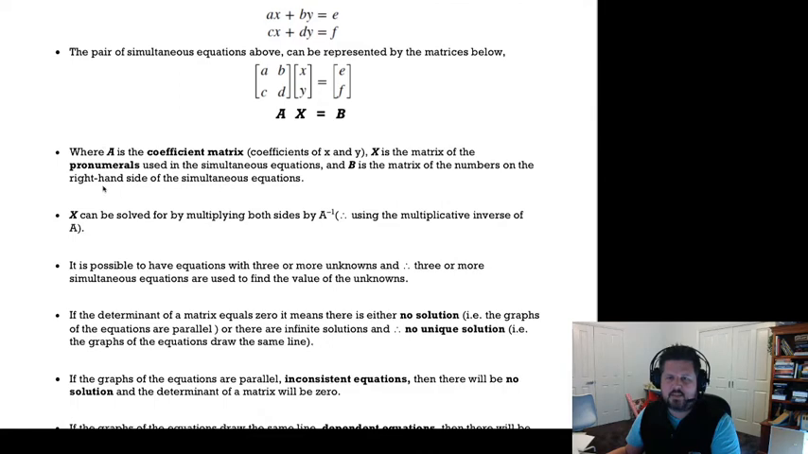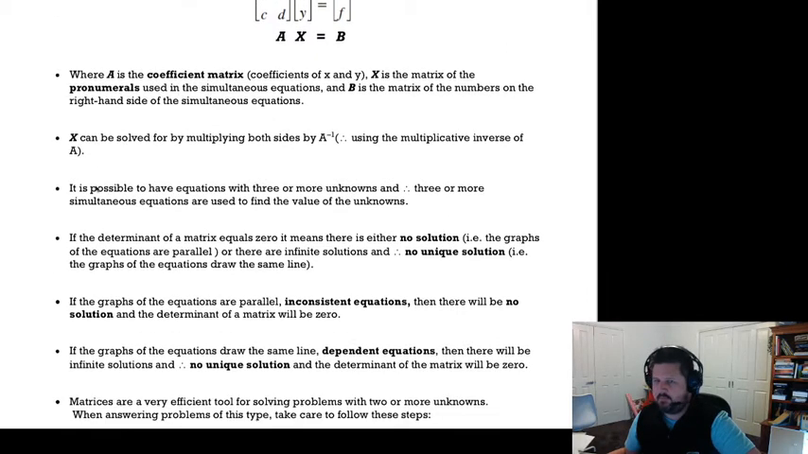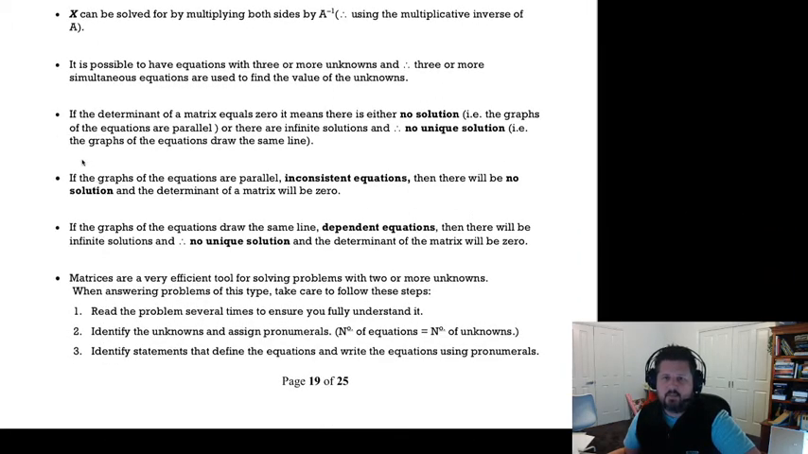Some other things, it says it's possible to have equations with 3 or more unknowns. I've already spoken about that. You'll need 3 or more simultaneous equations to find out those values of the unknowns.